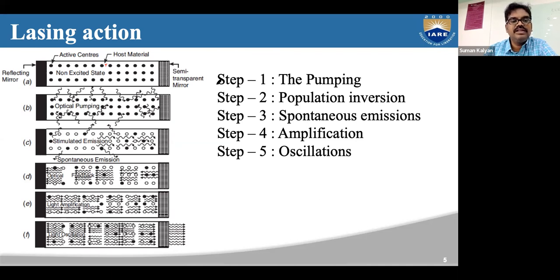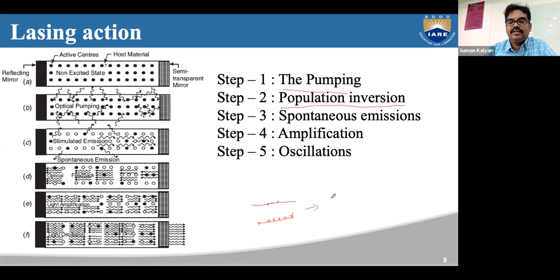So what happens here is first we do the pumping. That is, we first send the energy, let's say optical pumping. When we use optical pumping, most of the atoms which are in the ground state absorb the photons and move to the higher state. Because of the metastable states, the population inversion happens. Before pumping, there are very few atoms in the higher energy state.